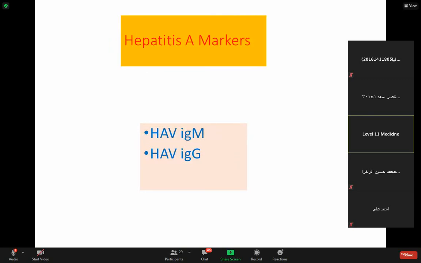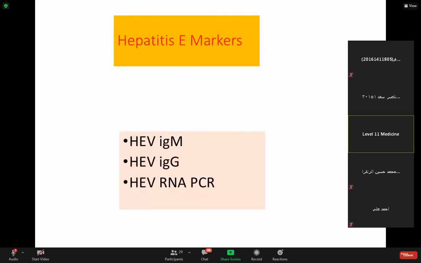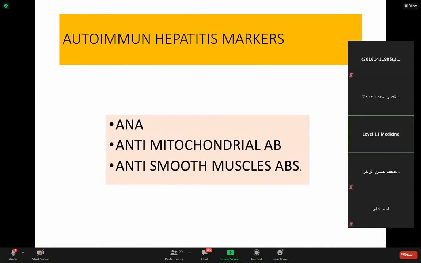Also, hepatitis A is more straightforward. If you have IgM antibodies, that means you have an acute infection, or IgG, that means you had hepatitis A in the past. Hepatitis E markers, again, are straightforward. You have IgM for acute, IgG for history of exposure. Hepatitis E, as we mentioned, is an acute infection, so there is no carrier state, and you have the RNA PCR for it. Okay, how about autoimmune hepatitis markers?